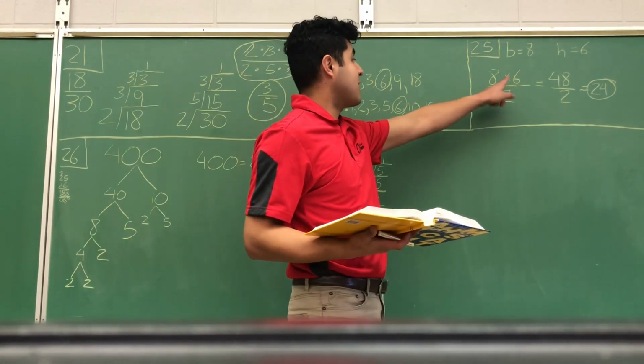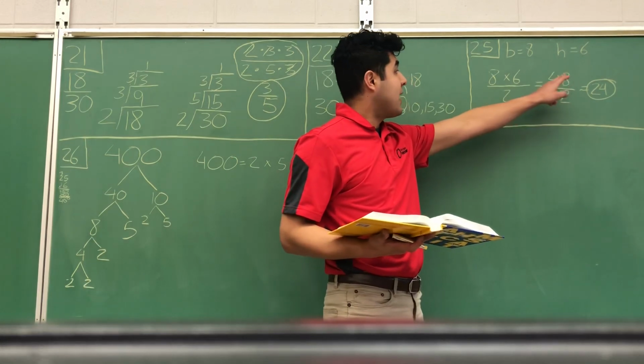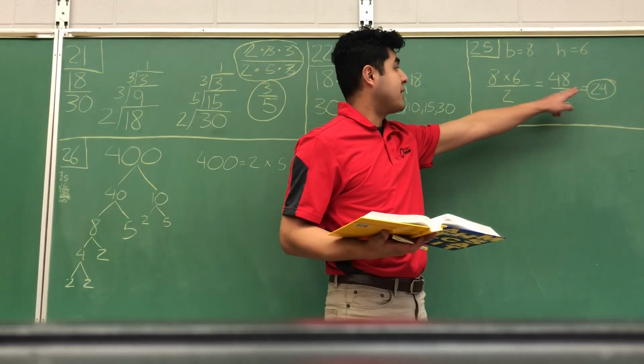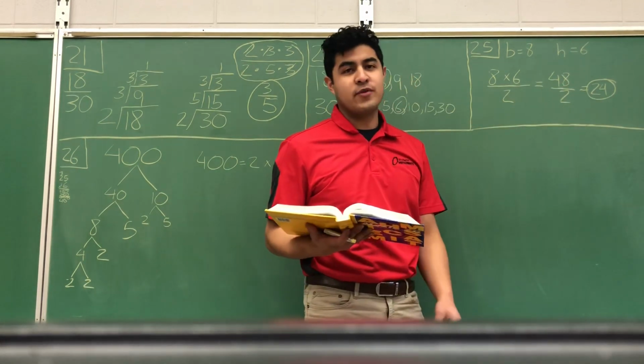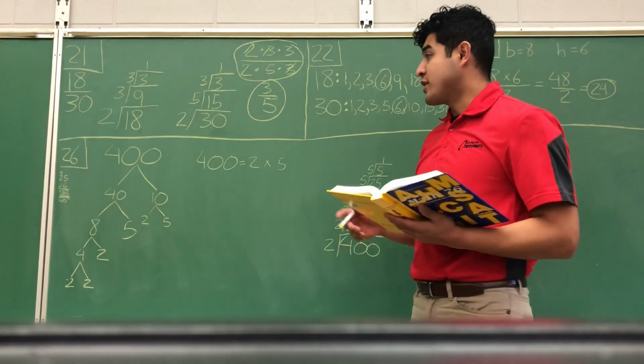So we've taken 8 times 6 over 2, and 8 times 6 is 48, and then we divide 48 by 2, which gives us our final answer, 24. You guys probably had that one. It's really pretty simple. All right, we're gonna jump over to this one.